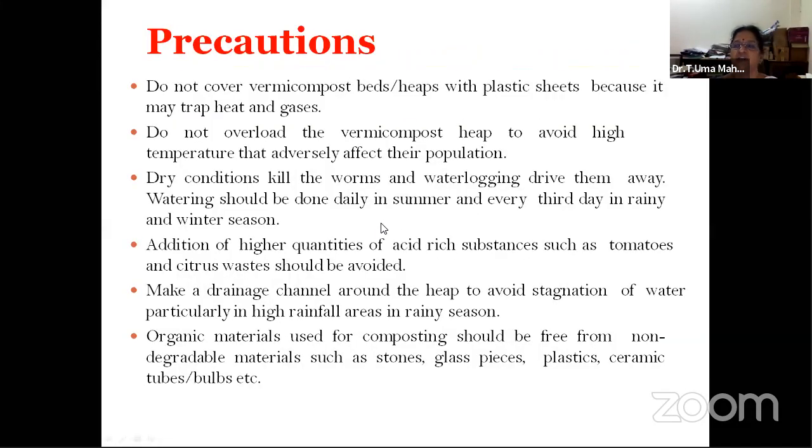Then dry conditions will kill the worms, and waterlogging also. That is, too much watering will also affect the production of the vermicompost. So regularly you should water: in summer every day, or on alternate days or every 3 days in the rainy and winter seasons.